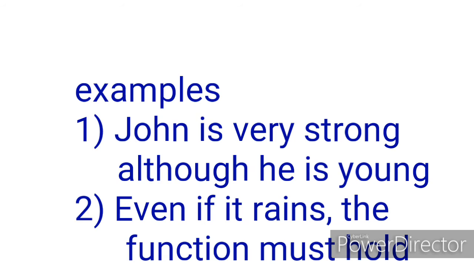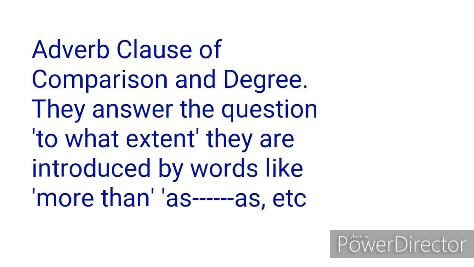In the second example, even if it rains, the function must hold. Even if it rains is the subordinate clause, and it contrasts the idea in the main clause, the function must hold, because when it rains, functions are likely not to hold. So it is an adverb clause of concession and contrast, and it qualifies the verb hold, which is in the main clause.